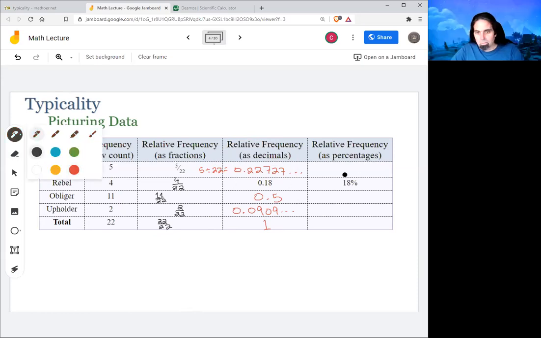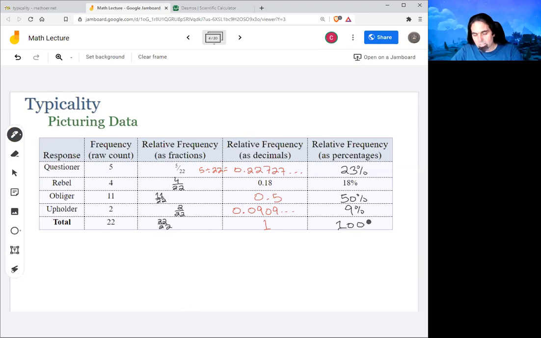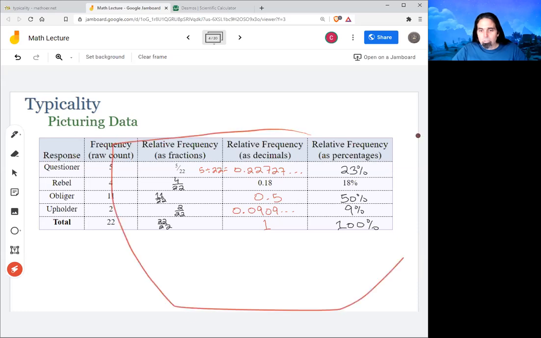So this is about 23%. You could make it 22.7 if you wanted. 0.5 is 50%. 0.09 is about 9%. You could make it 9.1 if you wanted. And 1 is 100%. Ta-da. Now is everyone ready to do this on homework if you had to? Yeah.